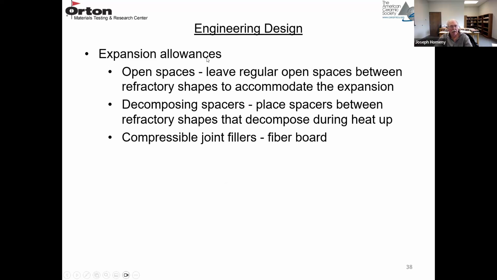So how do you allow for expansion? Well, you can leave open spaces between the different refractory shapes, and those open spaces close at high temperatures and accommodate the expansion. You can put a spacer in that decomposes. So you place a spacer between the refractory shapes, and they decompose during heat up. A spacer could simply be cardboard that decomposes. You can put something in the joints that's compressible, like a fiber board or a fiber blanket. These have a very high porosity, so they can compress during heat up.